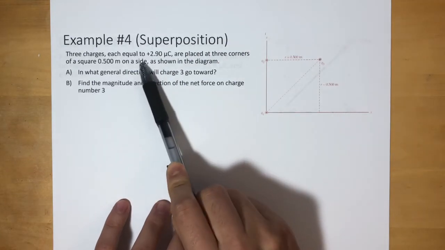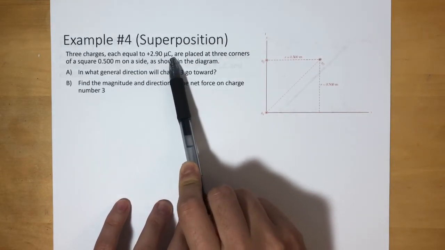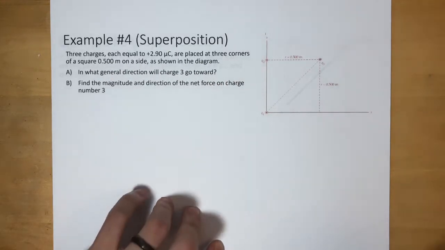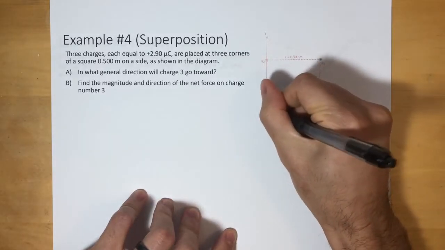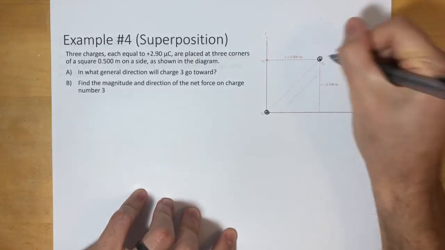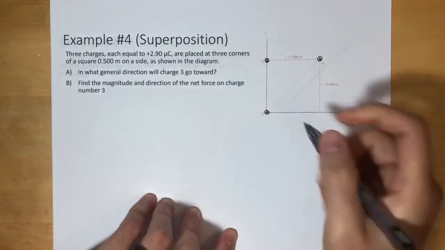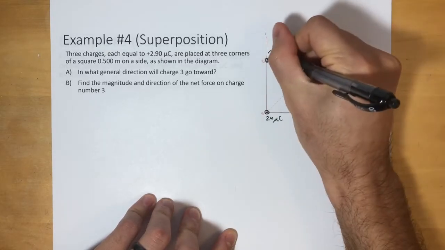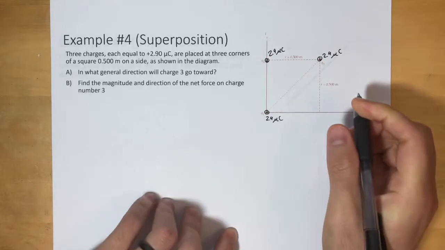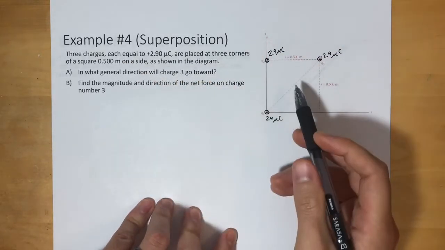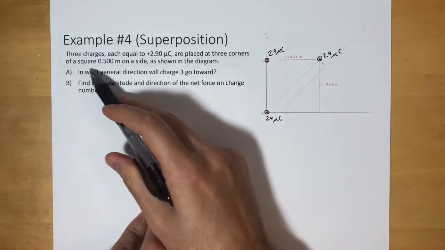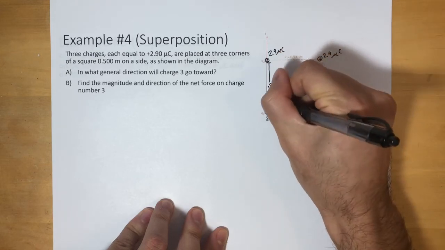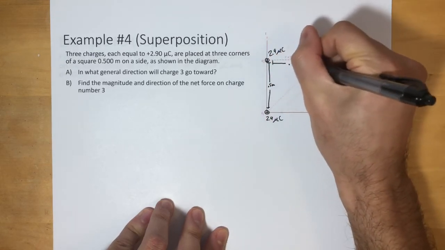So 3 charges equal to 2.9 microcoulombs, again that's 10 to the negative 6 coulombs, are placed at 3 corners of a square, 0.5 meters on each side as shown. So we see there's one here. They're all positive, and they are 2.9 microcoulombs. So it's 2.9 microcoulombs, 2.9 microcoulombs, and 2.9 microcoulombs. We also see that the square is 0.5 meters on each side. So what that means is this is 0.5 meters. Over here to over here is 0.5 meters.